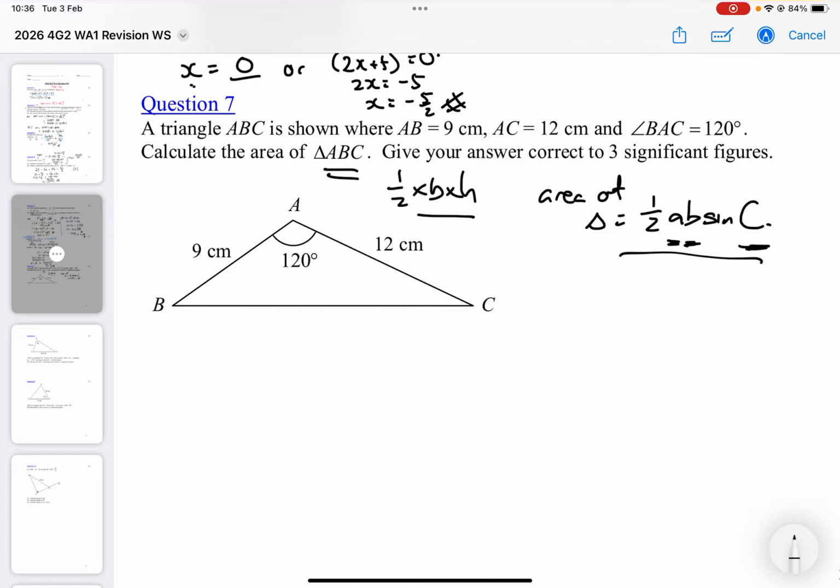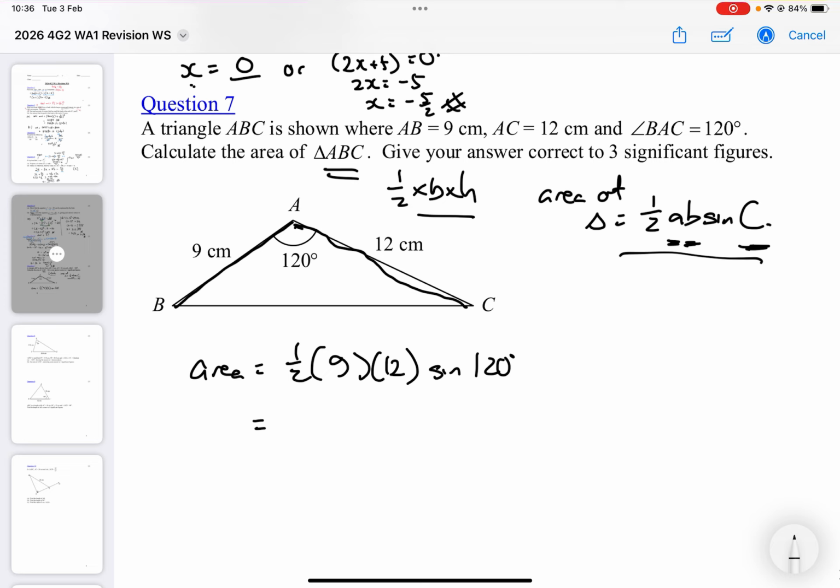So in this case, my AB and my AC, they sandwich this angle. So I can use my half ab sine C already. Area equals half the two sides and then the sine of the angle between them. Then just press calculator. So it is always the two sides sandwiching the angle, then you use your half ab sine C. Then calculator.